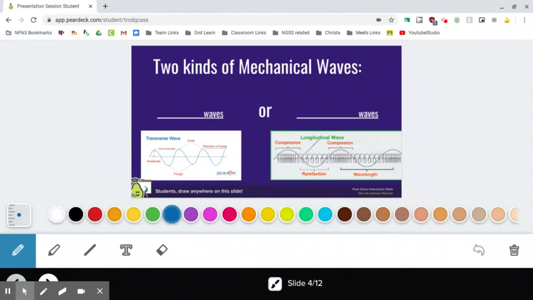2 kinds of mechanical waves. We have transverse waves or longitudinal waves. There are no excuses for not knowing how to spell these waves because the word is right below the line in there. For transverse waves, you see the up and down bobbing on the left-hand side. I'll circle this right now with my mouse.